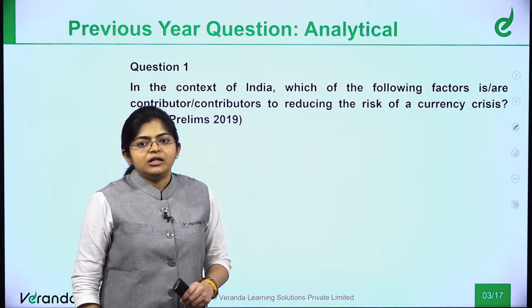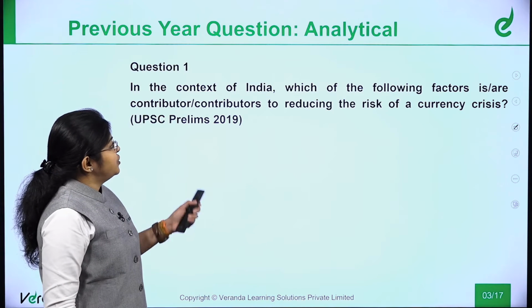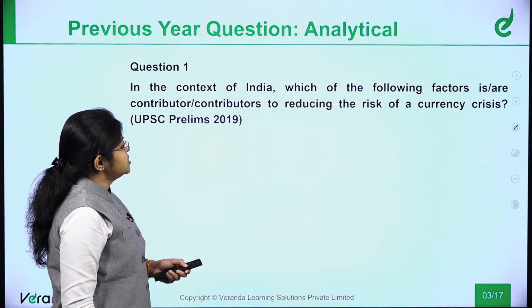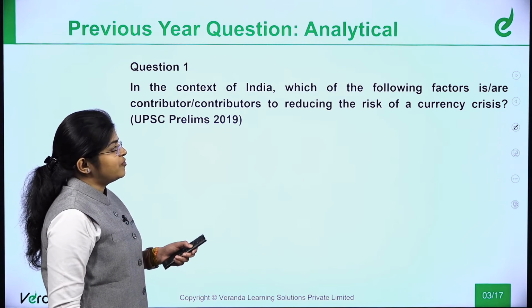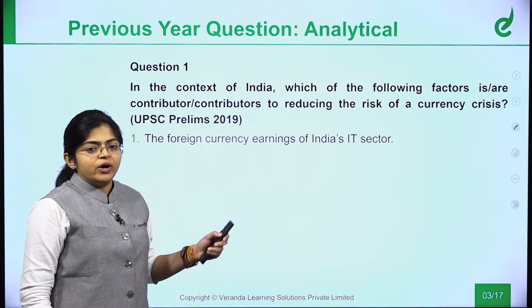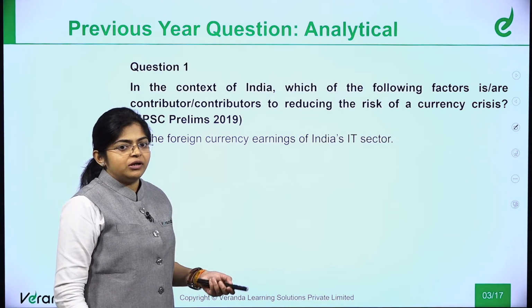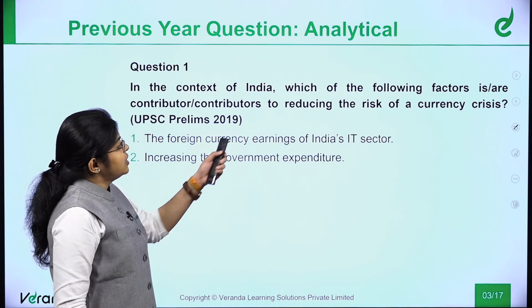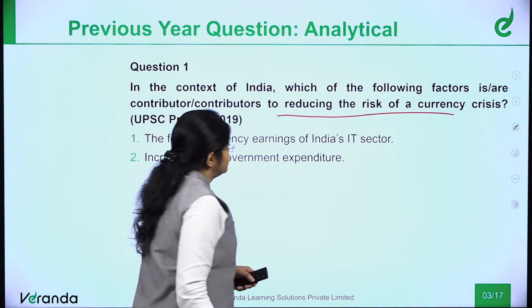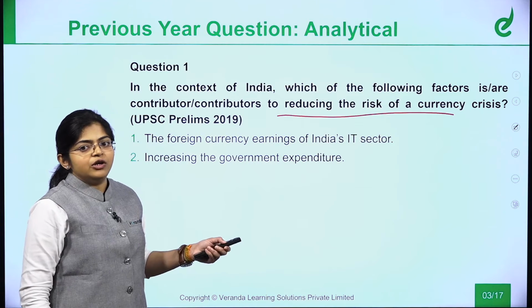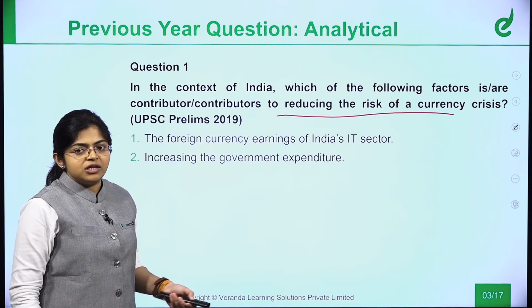Here, if you see, the first question is: in the context of India, which of the following factors is a contributor or contributors to reducing the risk of currency crisis? Okay, so economy is completely application oriented, we have discussed that a lot. Here again they are asking, for reducing the risk of currency crisis, what should you do? You should have clarity on the concept of what is currency crisis.